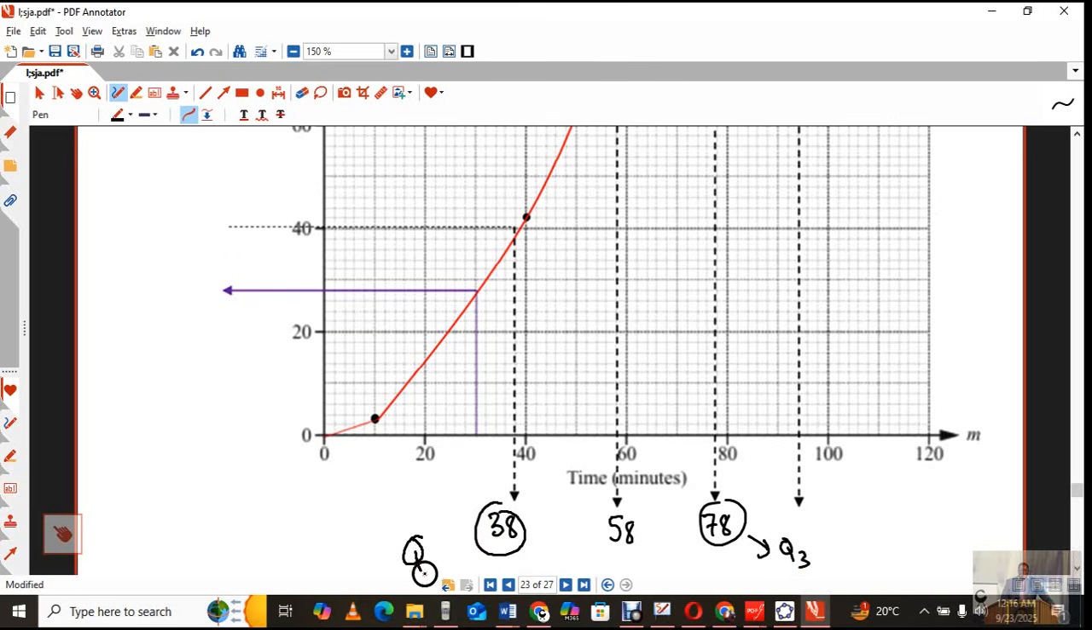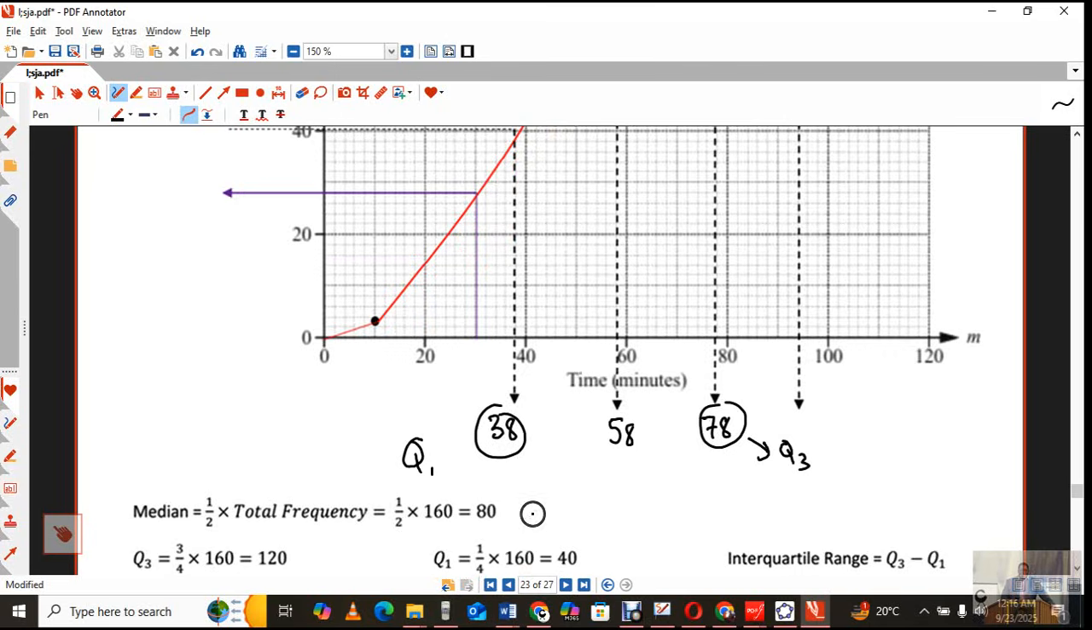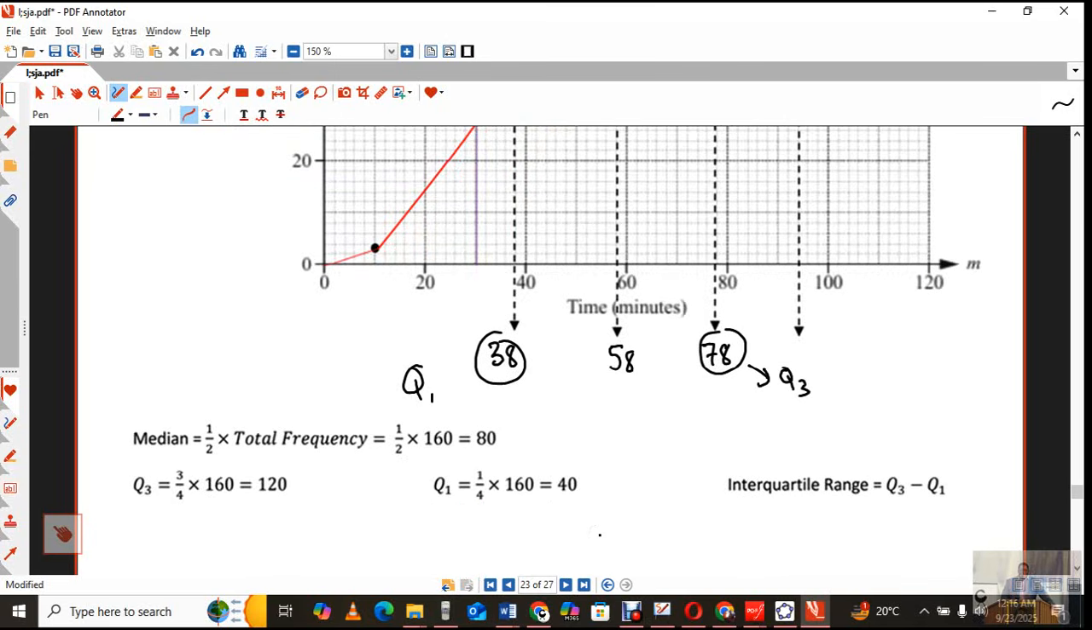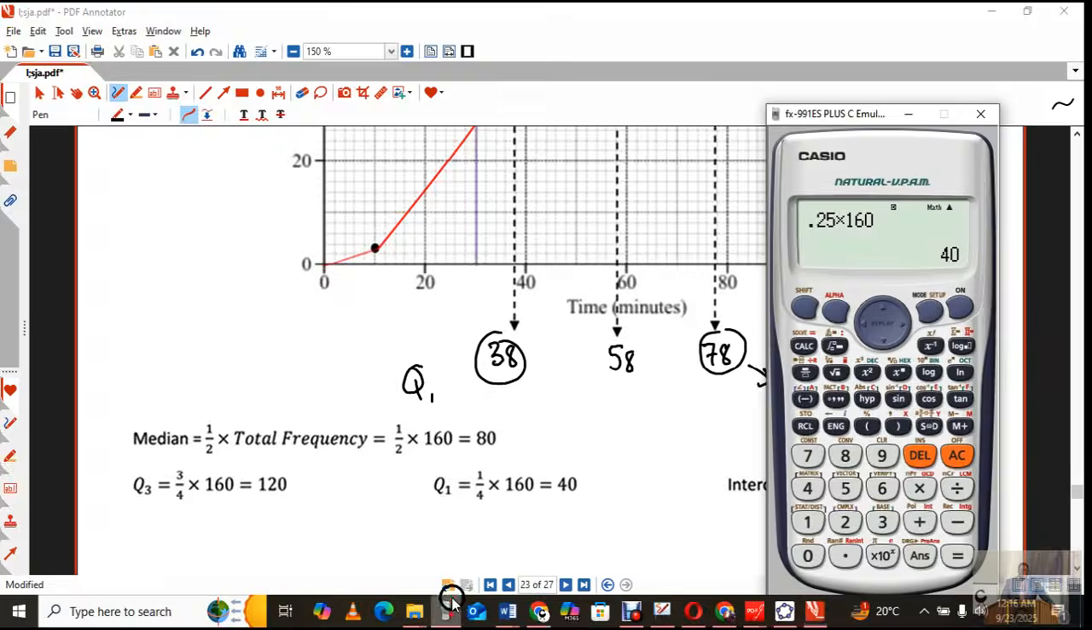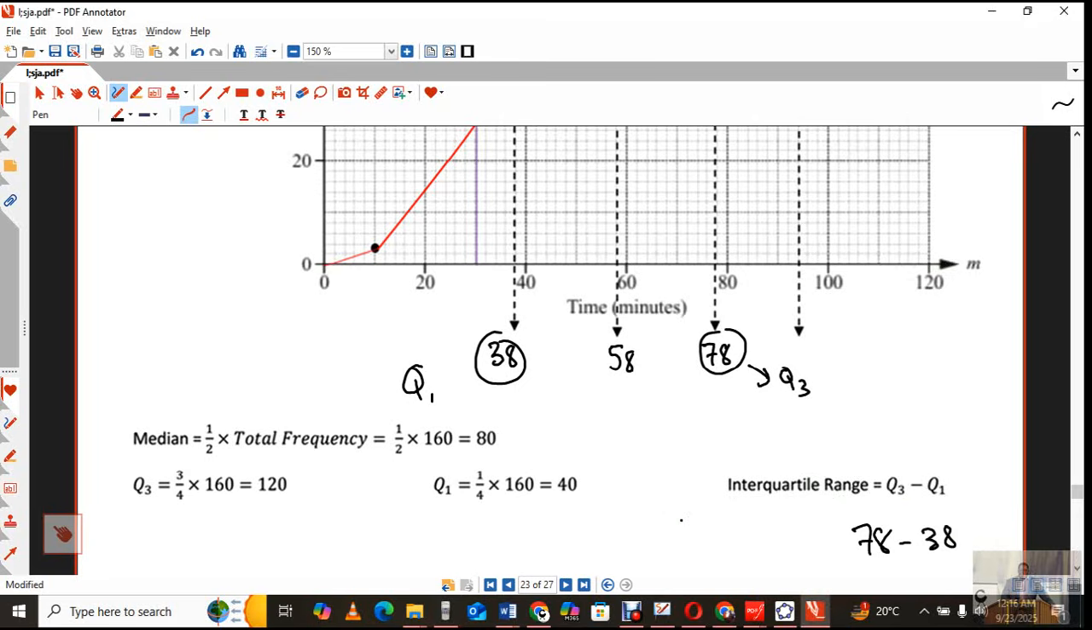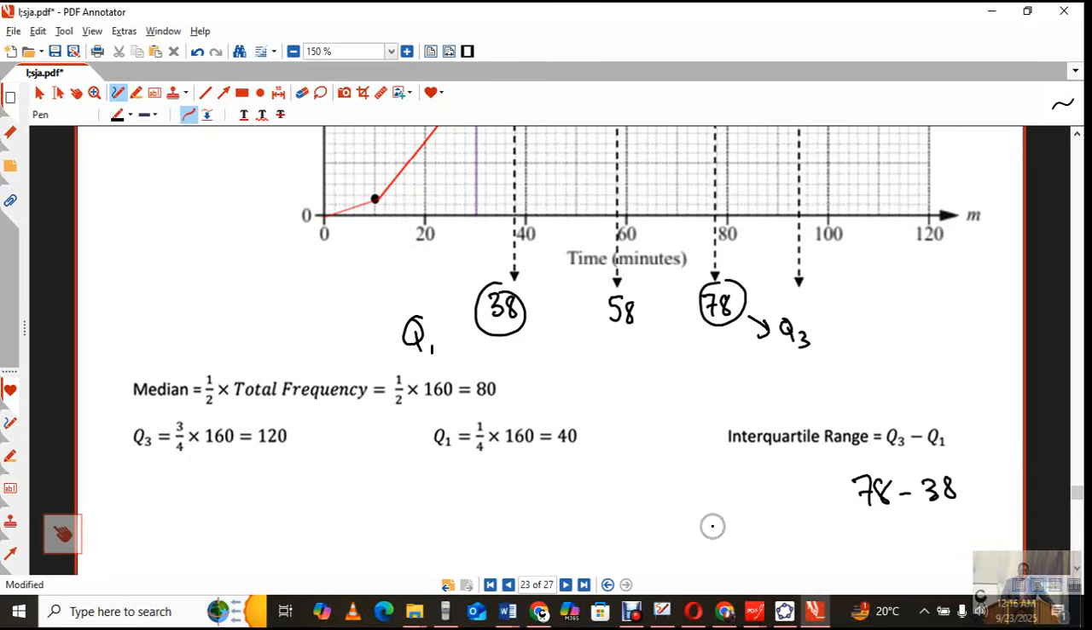This is my Q1. And in order for me to find my interquartile range, I'll be subtracting them from each other. So I'll be saying 78 minus 38. Does that make sense to you? Okay, so if you now do that, this is very simple. You don't have to actually subtract it. It's 40. So I got my interquartile range as 40 minutes.